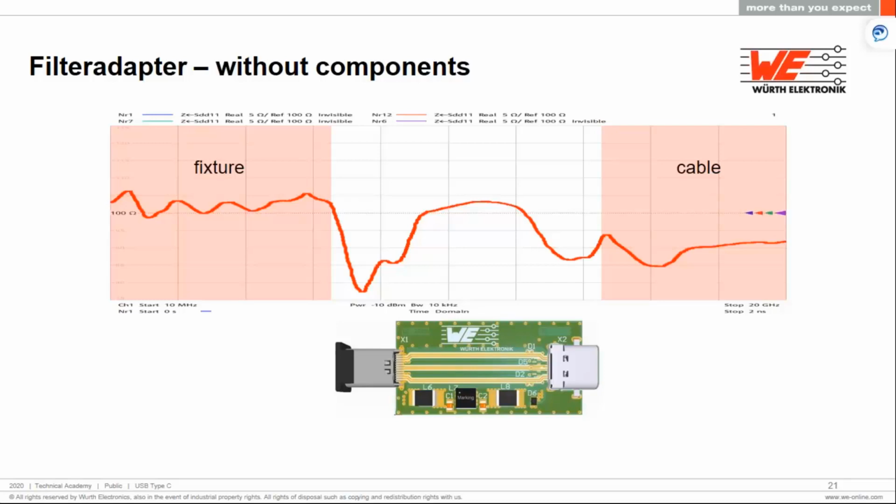So initially, when there are no ESD protection components or no filter components, we have the fixture, which is around 100 ohms, which is as expected. Then we also see the influence of impedance due to the plug, which is not exact, but around 90 ohms. Then we have the PCB itself, which has an impedance of 100 ohms, and the receptacle similar to the plug, which is around 90 ohms. And lastly, the cable, which is initially below 90 ohms, but eventually it settles down at 90.